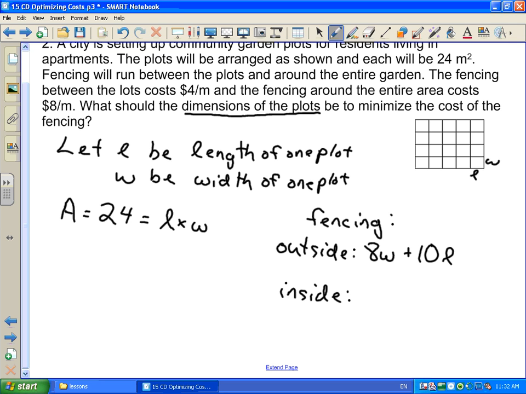Now, how much do we need on the inside? Well, if we count widths again, we need 1, 2, 3, 4, four times over. So we need 16 widths. Those widths, remember, are vertical. And then if we look at the horizontal sections just on the inside, we count 14, so we need 15 of those length sections. So this is the amount of fencing that we are going to need in terms of W and L.